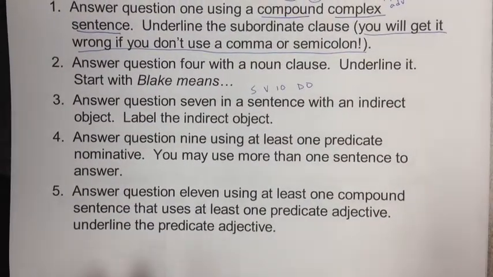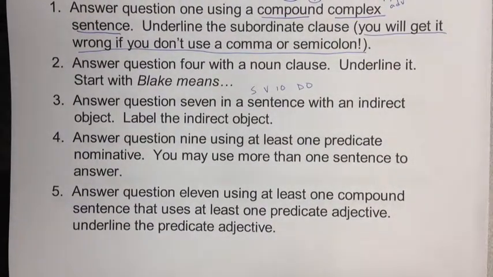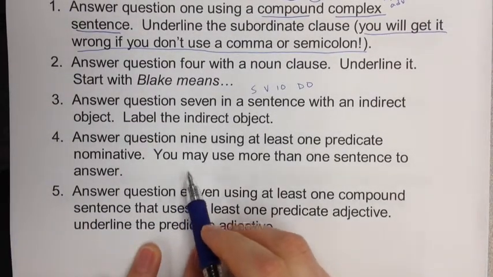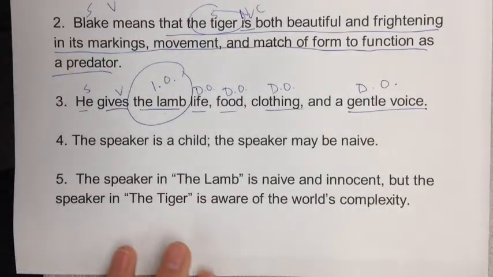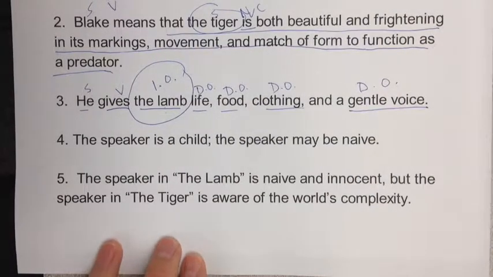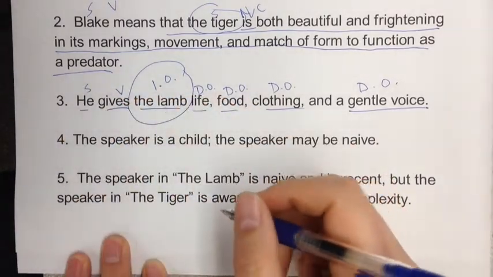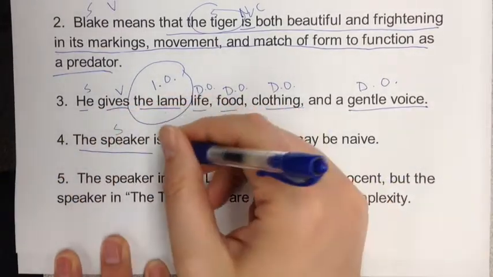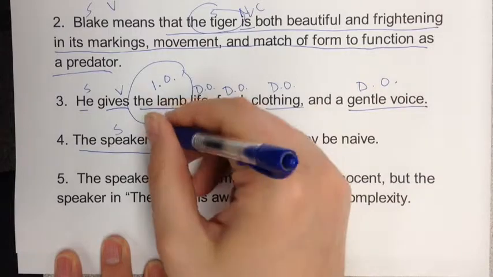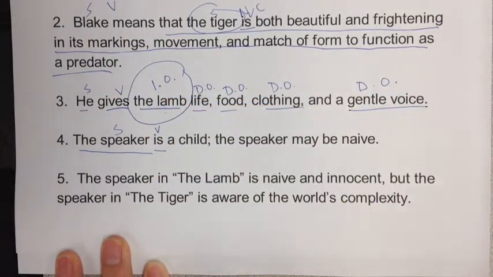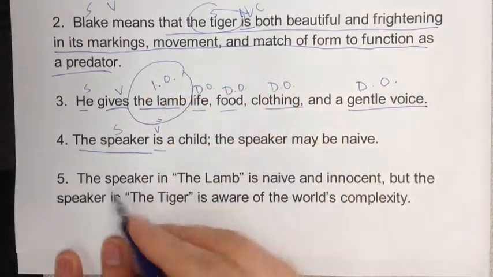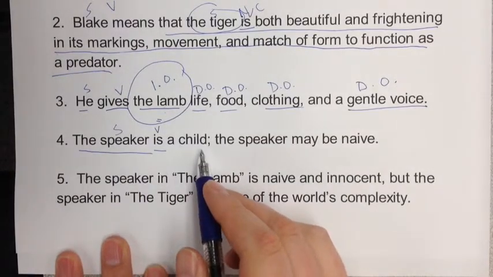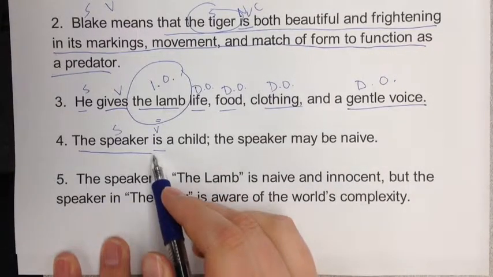Number 4. Answer question 9 using at least 1 predicate nominative. And this tells you, make sure to answer the whole question. You can use more than 1 sentence to do so. So I used 1 sentence. I wrote a compound sentence that uses a predicate nominative. A predicate nominative is a noun after a linking verb. Here's a subject, the speaker. Here's a linking verb, is. Is a linking verb because I can replace it with an equal sign. I can say that the speaker is a child, but I can also say the speaker equals a child.